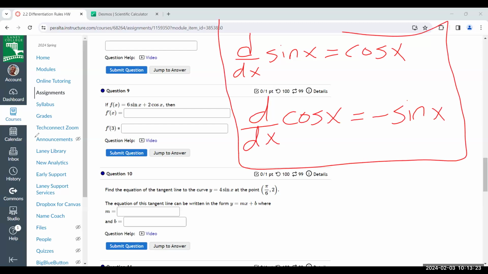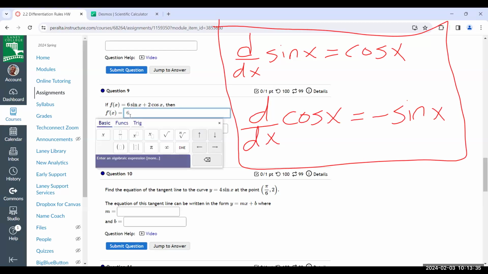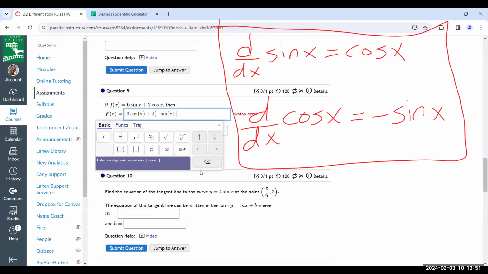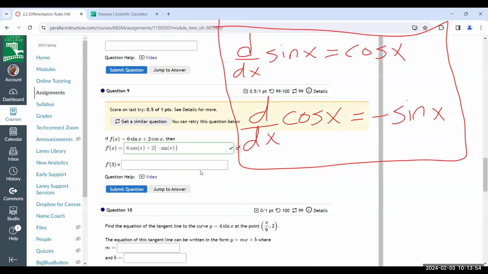And so for problem number 9, the first term, where we have 6 sine of x, it asks us to find the derivative, and we get to say 6 cosine of x. They open parentheses when I press x, so make sure you close the parentheses. And then plus 2, and then the derivative of cosine, we know is negative sine of x. Close your parentheses, and we're done. That's it. That's all.